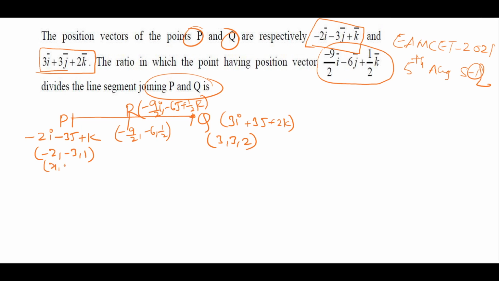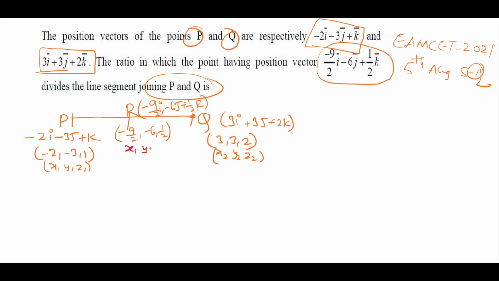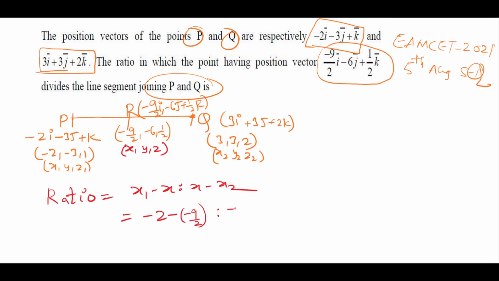This point is taken as x1, y1, z1. This is P. And Q point is x2, y2, z2. And the point R is taken as x comma y comma z. Therefore, the line segment R divides PQ in the ratio x1 minus x is to x minus x2. x1, that is minus 2, minus x, this is minus of minus 9 by 2, is to minus 9 by 2 minus 3. That is equal to minus 2 plus 9 by 2, is to minus 9 by 2 minus 3.